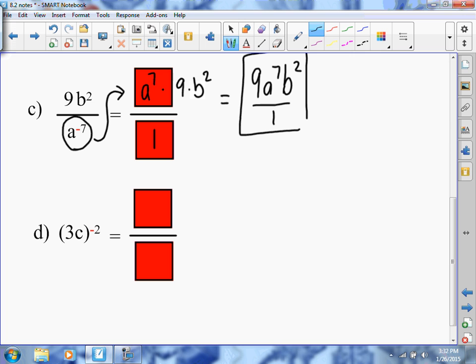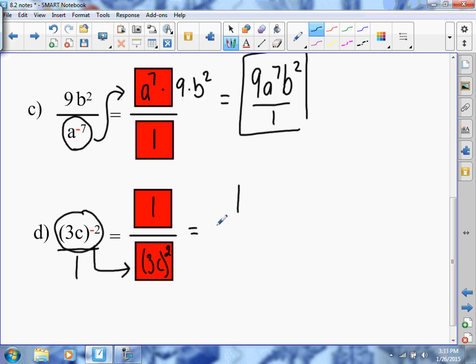Okay, last one then for part D. This whole expression is over 1. And this 3 and the c are both being raised to a power of negative 2. So this whole expression is going to have to move because I don't want that exponent to be negative. I want it to be positive. So if he's negative in the numerator, then I got to move him down to the denominator. So I'll have 3c to the positive 2. Then I won't have anything in my numerator, so that's where I'll put the 1 for a placeholder.